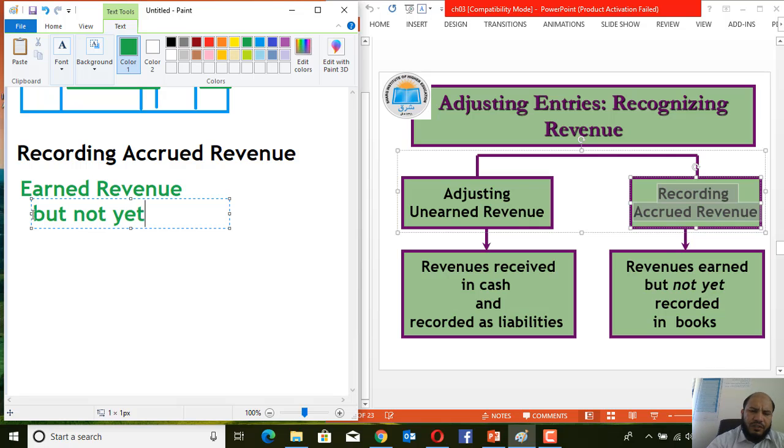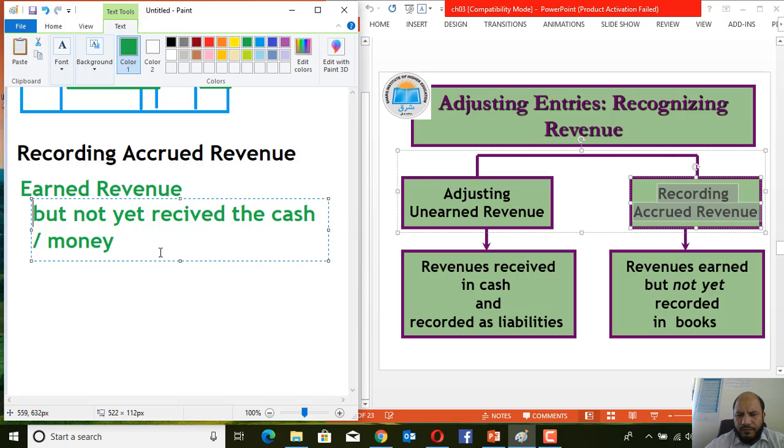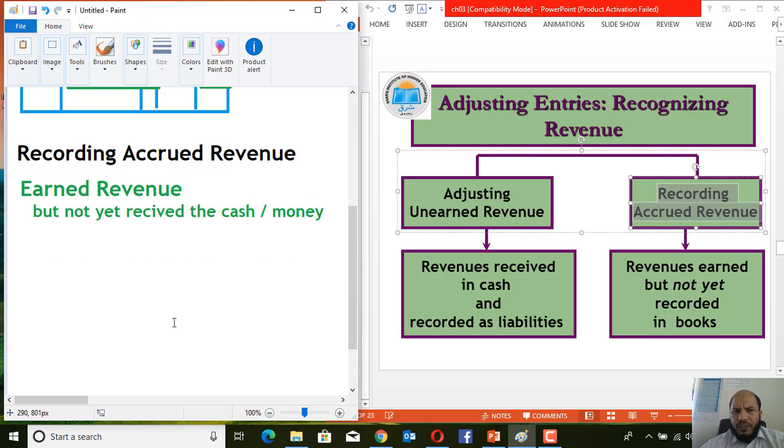But not yet received the cash or money. That is, we have already earned the money, we have charged the customers, but we haven't received the cash. We haven't received the cash. This is what we may call accrued revenue. So consider an example.